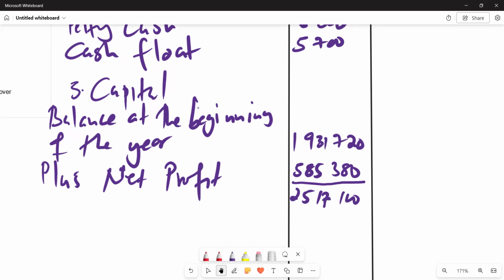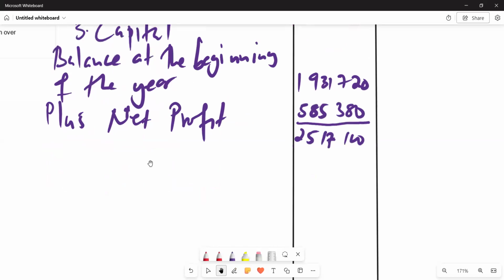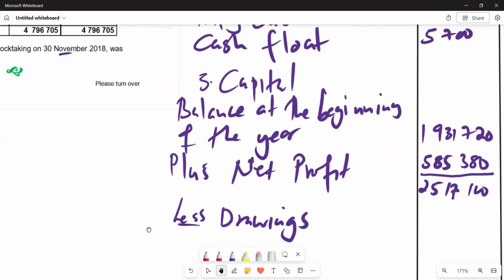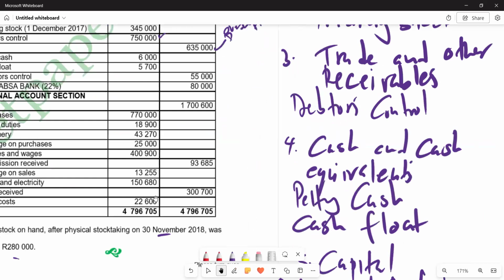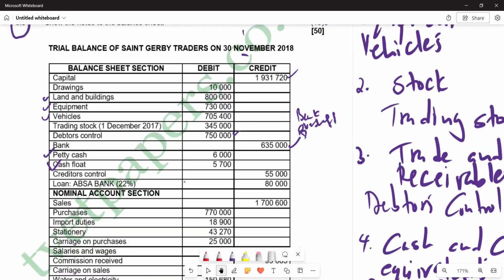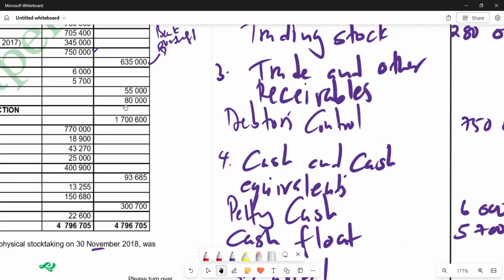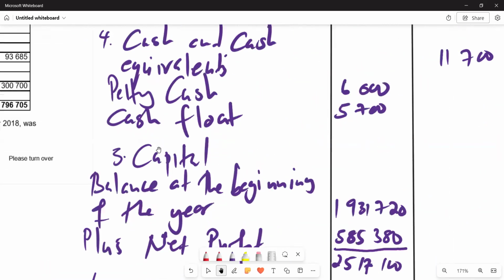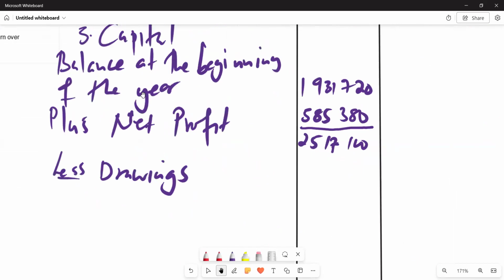And then having got that answer as the total, we are supposed to subtract now drawings. So we're going to say less drawings. And the figure for drawings, we get it in the trial balance. You can go back and try to see what do we have in terms of our drawings. Our drawings we're having there 10,000 here. So we subtract 10,000.